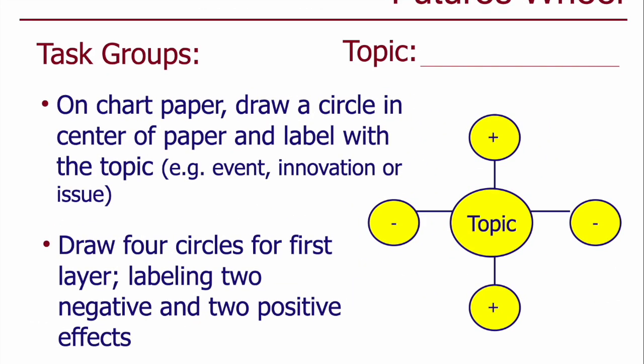So first you're going to name the topic. I also like that they say you can share a question on the inside of this middle circle instead of a topic, which is cool. And so on chart paper, you're going to draw something that looks like this. And then you're going to complete the first layer. And that is going to be to brainstorm two negative and two positive effects of us taking this leap or making this change, right?